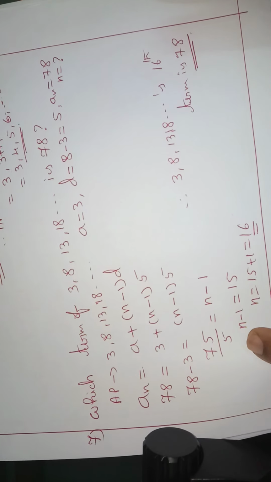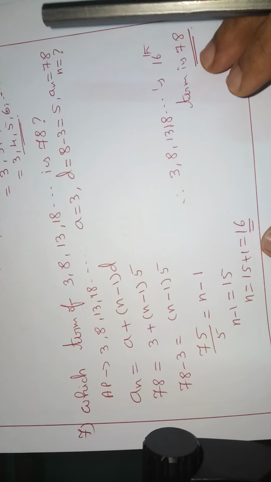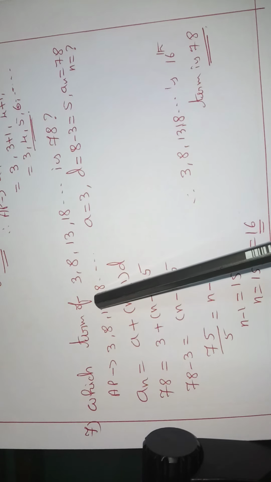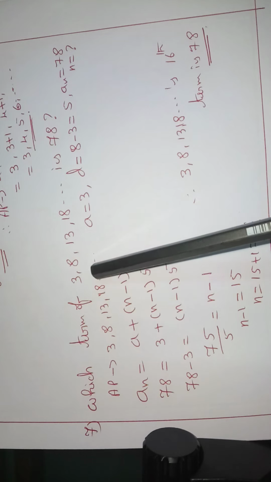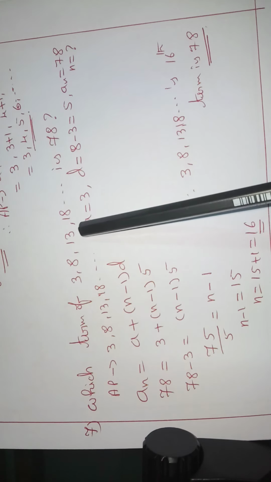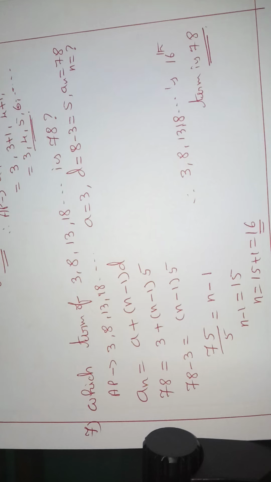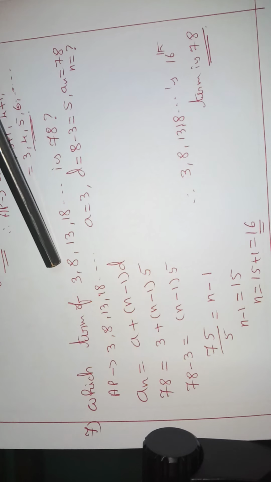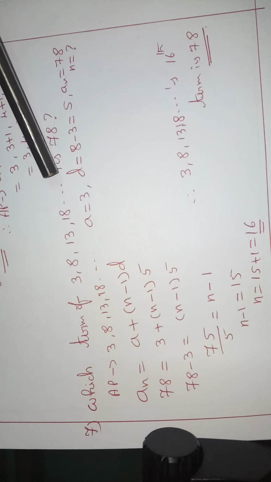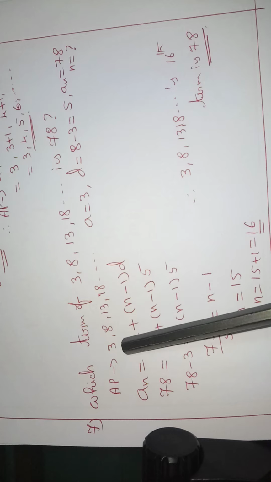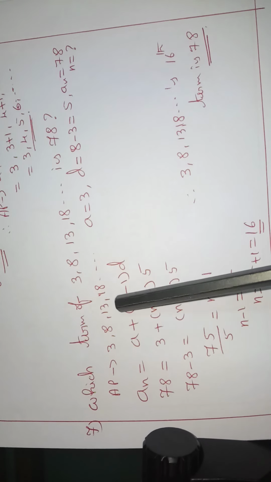Now let us work out the next sum. Which term of 3, 8, 13, 18 and so on is 78? Now let us write the AP.